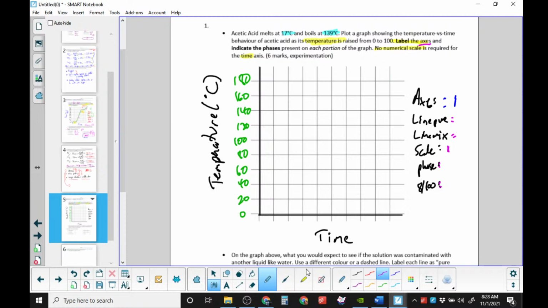Now the next one, and that one should be 17/139. Line pure and line mix. So we know it melts at 17 and it boils at 139. So we need something that shows that. Here's my 20, so I'll put, that should be about 17. And 139 will be right there. Let's put it right there.